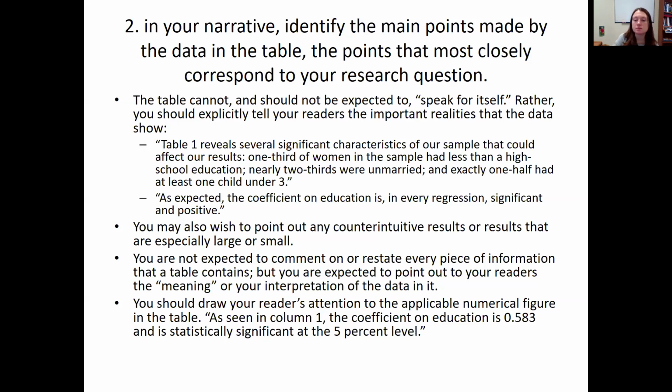And then if there's a particular coefficient of interest in a regression table, you want to talk about the number that they should actually be interested in. So, as seen in column 1, the coefficient on education is 0.583 and is statistically significant at the 5% level. And then, as we talked about before, when you give us a number, you also put it in context. What does the magnitude mean? What does it say about your research question? Is this coefficient, say, larger or smaller than what others in the literature have found in a similar regression, and so on.